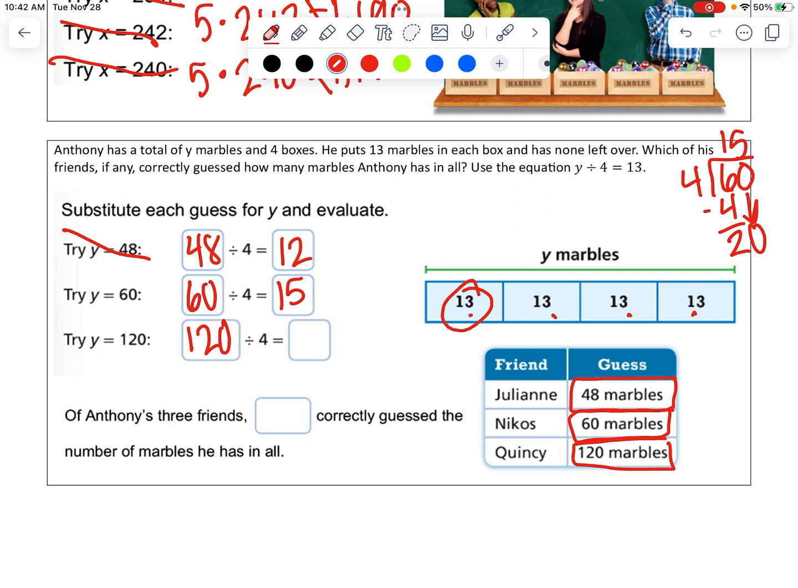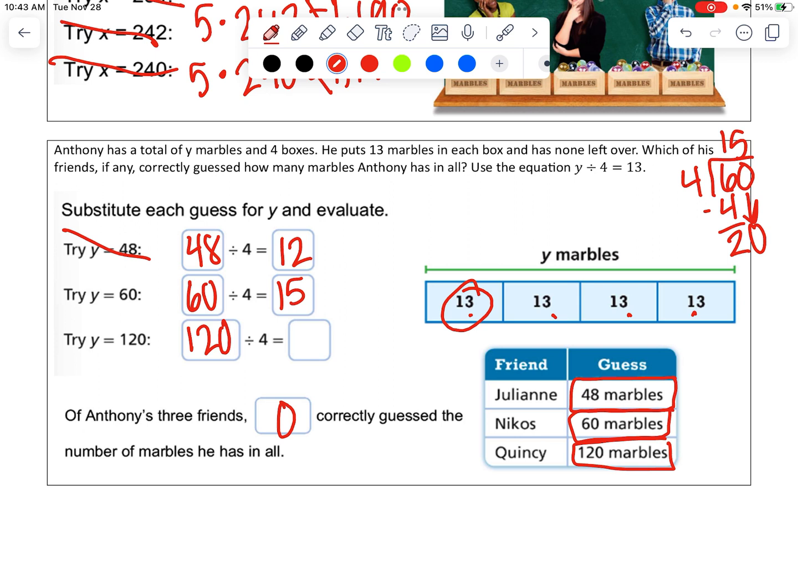And so already I know that 120 divided by 4 is going to be way above 13. Because if 60 divided by 4 is 15, 120 divided by 4 is going to be a lot more than 13. So of Anthony's 3 friends, blank correctly guessed the number of marbles he has in all, we would say 0. None of them guessed the number of marbles that he has in all.